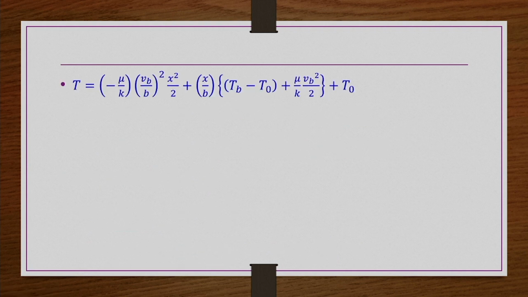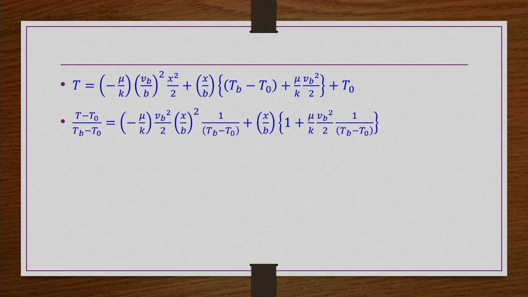So, now this is the final temperature profile, but we do some more simplification so that we can have this equation in simpler form. Now this T naught we take to the left hand side. So, we have T minus T naught, and then we divide both sides by Tb minus T naught. The first term is as it is, divided by Tb minus T naught. The second term, x by b, divided by Tb minus T naught, gives 1 and then the remaining term with Tb minus T naught. T naught we already took to the left hand side before dividing by Tb minus T naught.